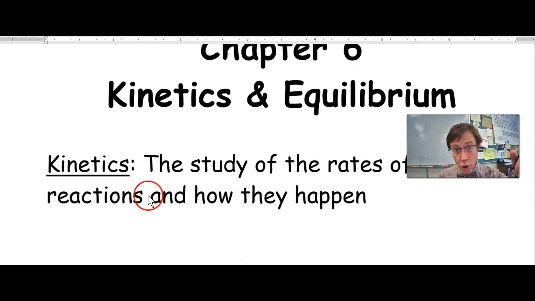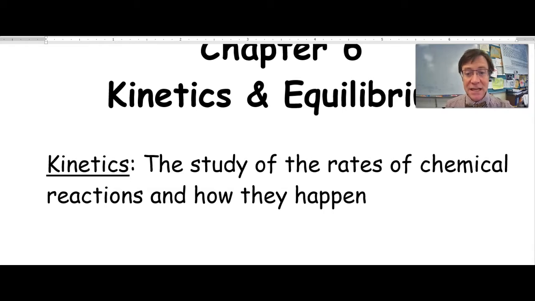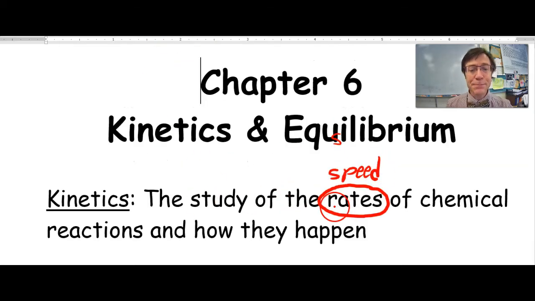And the first word that we're going to learn is this one: kinetics. So kinetics is the study of the rates of chemical reactions. So rates, this thing right here. So this is the speed of a chemical reaction. What can we do to speed things up? What can we do to slow things down? And also how they happen. How do chemical reactions actually happen? This is what we're going to be looking at.